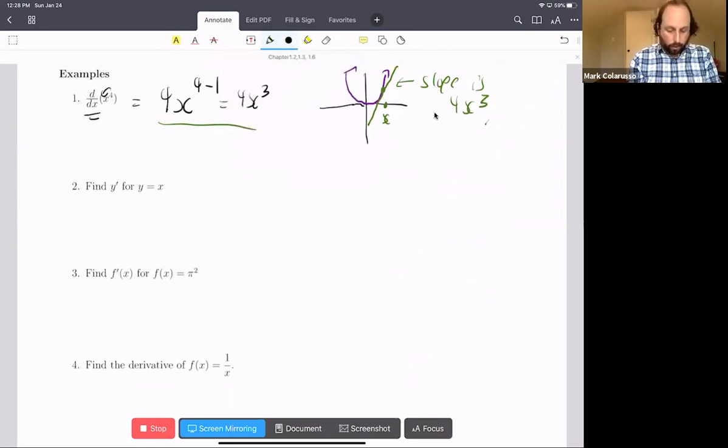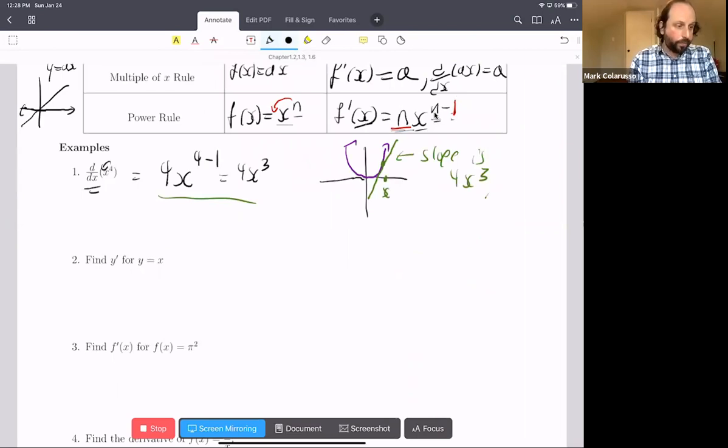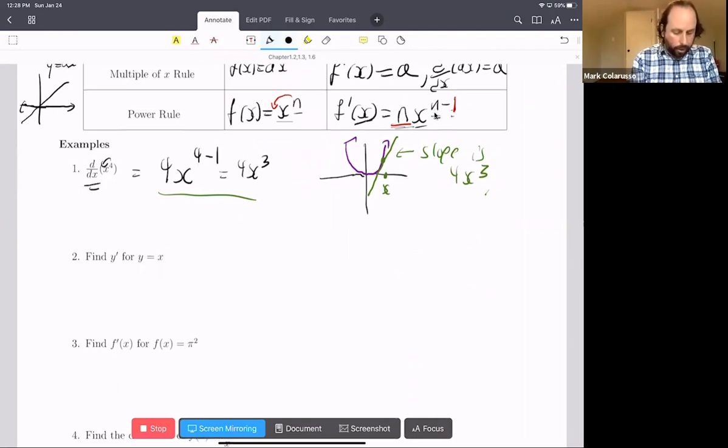Okay, so the next one's a little bit silly. Find this derivative function for the line y equals x. The line y equals x, gang, is just a 45-degree line in the plane. The slope of this line is 1.